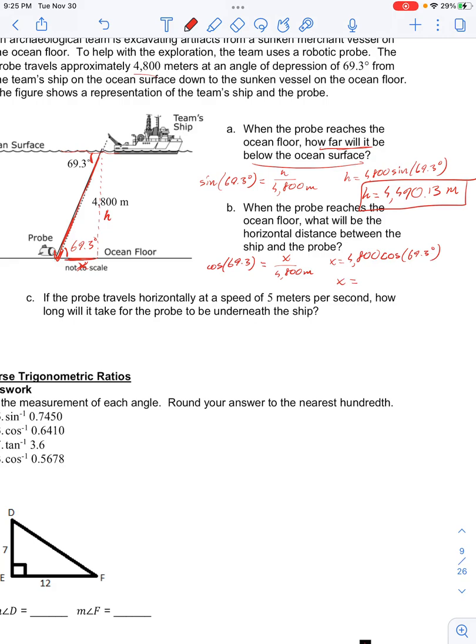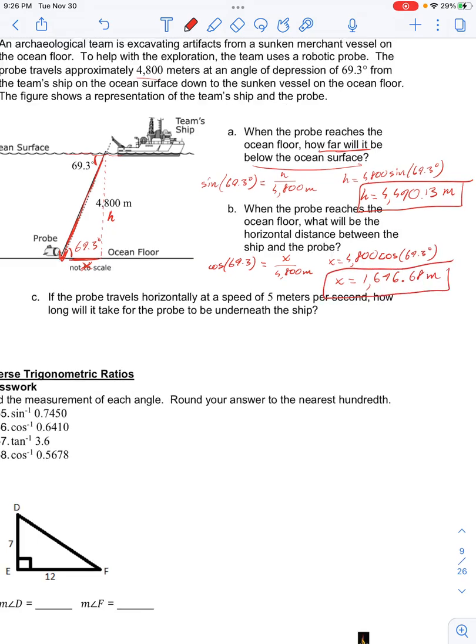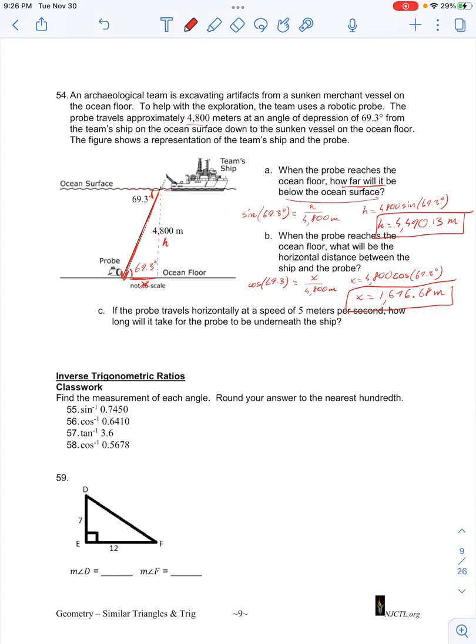So our x distance is, plugging into our calculator here, 69.3, 1,696.68 meters. Then part C asks, if the probe travels horizontally at a speed of 5 meters per second, how long will it take the probe to reach under the ship?